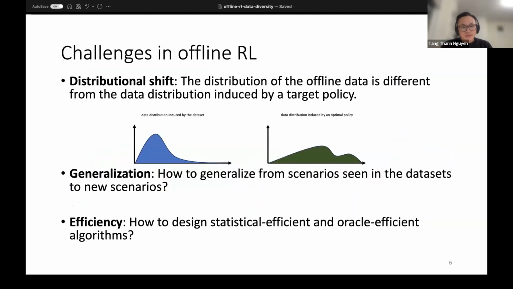some new scenario. The key challenge in offline reinforcement learning is distribution shift, because the distribution of the offline data is different from the data distribution induced by the target policy that we want to learn about. Another challenge is generalization. We only learn from limited pre-existing offline data, so how can we generalize from the scenarios seen in the data set to the new scenarios in the vast state space? Another important issue is efficiency. Can we design statistically efficient and oracle efficient algorithms to do offline reinforcement learning?